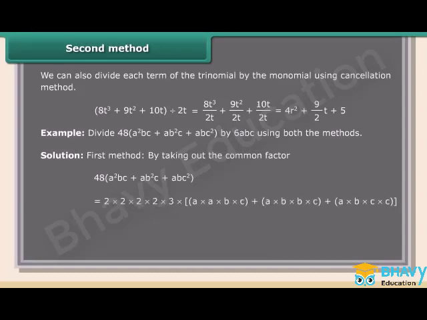48 into a square bc plus ab square c plus abc square is equal to 2 into 2 into 2 into 2 into 3 into a into b into c plus a into b into b into c plus a into b into c into c is equal to 2 into 2 into 2 into 2 into 3 into a into b into c into a plus b plus c is equal to 16 into 3 into abc into a plus b plus c.